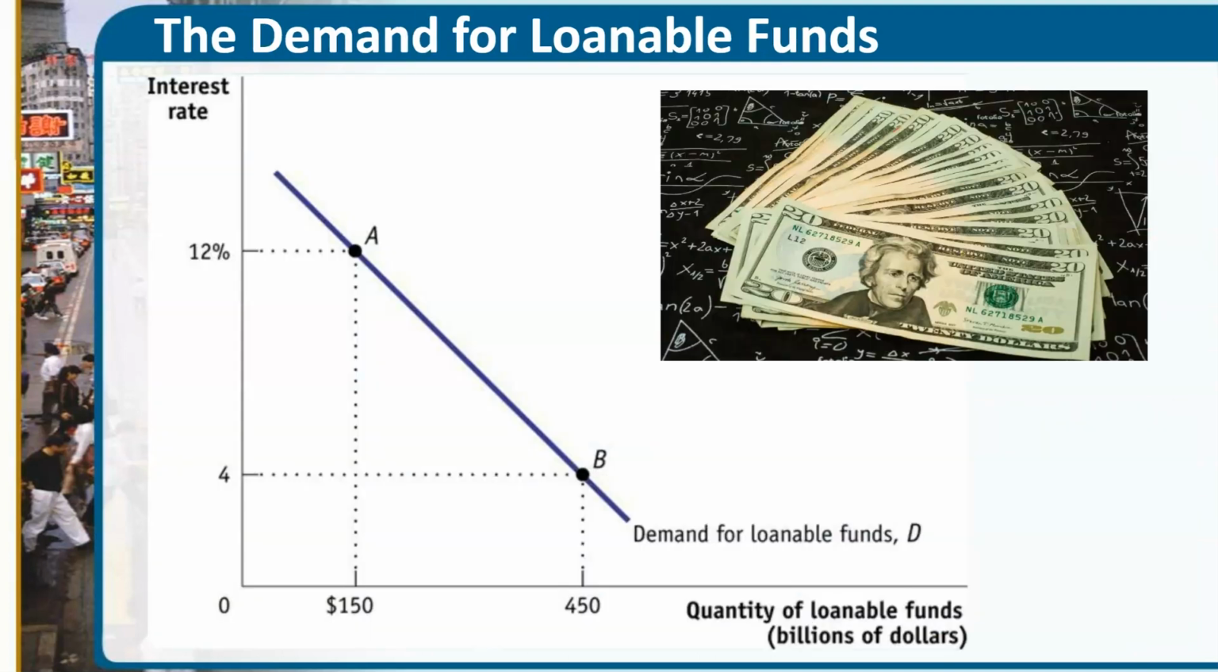So demand is downward sloping, as we would expect a downward sloping demand curve to be. If the interest rate is higher, the quantity of loanable funds demanded would be smaller. And if the interest rate is lower, the quantity demanded of loanable funds would be greater. The same as a typical downward sloping demand curve. As the price is higher, the quantity demanded would be smaller, and as the price is lower, the quantity demanded will increase. So that's typical of what we see in the demand for loanable funds.